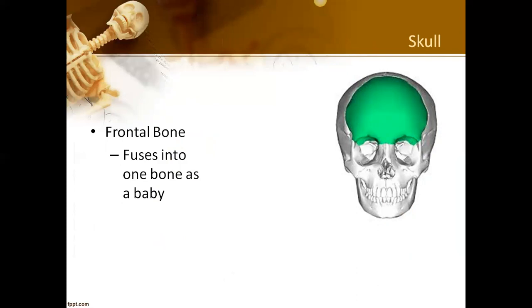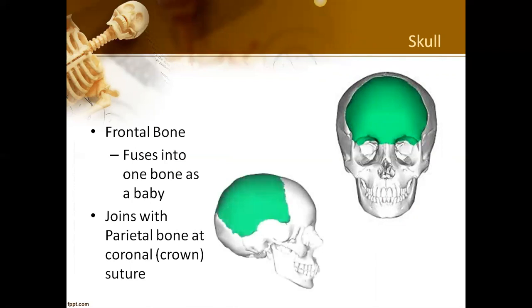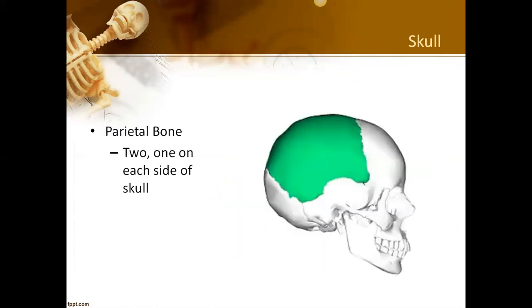Okay, so here's the frontal bone. You can see it's the area marked in green on the picture. It joins with the parietal bone at the coronal suture. So the parietal bone is on the side of your head, and we'll see in a second how this all maps together. The coronal suture is the suture at the front, the closest to the front of your skull.